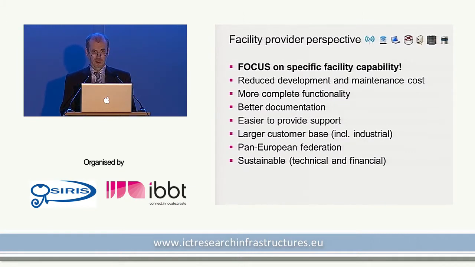Now, from a facility provider perspective, so the people who develop these research infrastructures, well, they have to focus on the real added value of their facility, be it the most advanced cognitive radio network or the most advanced cloud infrastructure to do experiments. And the more general services that have to be offered, like access control, user control, and measurement tools that could be more generic, well, they have to be developed as a common platform. So that will give them more functionality.